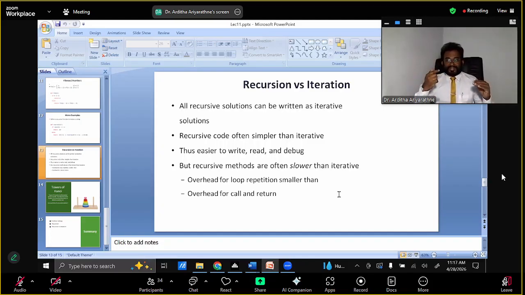Right? In iteration, we are doing the same thing again and again, that's all. But in recursion, we have to call until we reach the base level, then we return. So the weight is heavy when we compare with iterations, because we need to allocate some memory. In each round, we have to remember the status.